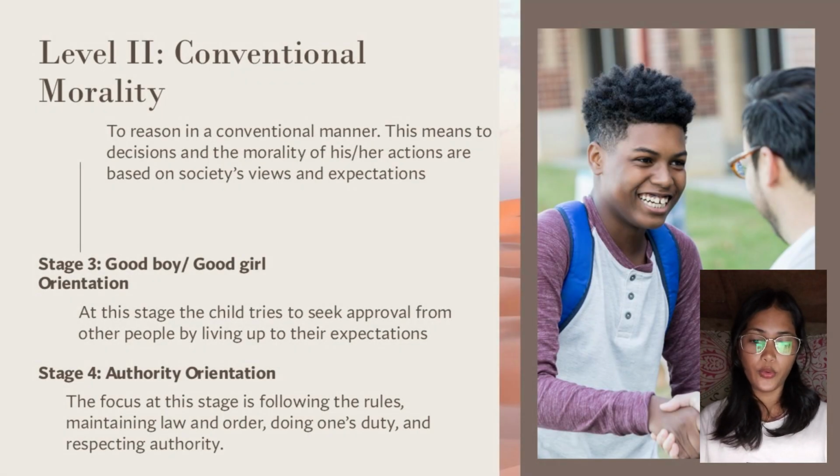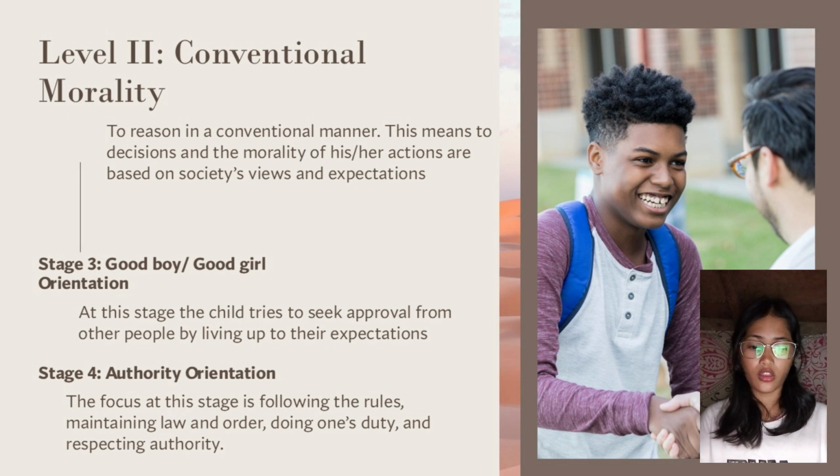Stage 3, good boy, good girl orientation. At this stage, the child tries to seek approval from other people by living up to their expectations. He or she also now understands the concepts of loyalty, trust, and gratitude, as well as becoming interested in the motives and intentions behind a particular decision or action. For example, children understand and live by the golden rule.